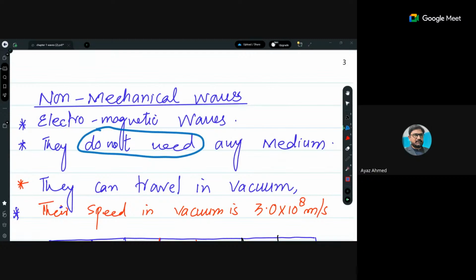Then how do they propagate? They depend upon the field. So we can simply say that they are field dependent. Field means there are three or four fields which we have to take care of, and out of three, two are mandatory. One is the magnetic field, the second is the electric field, the third is the gravitational field. So these waves depend upon electric and magnetic fields, so they are the electromagnetic waves.